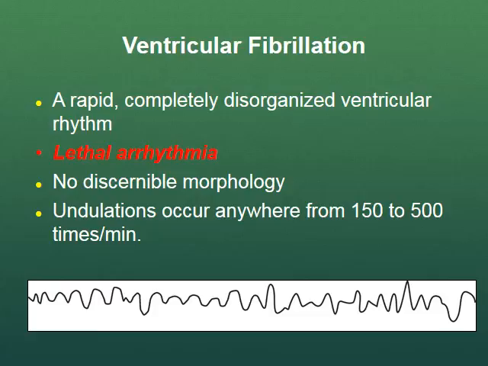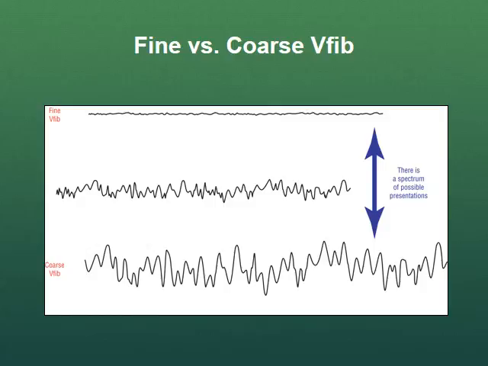Ventricular fibrillation. This is another lethal arrhythmia. It's a rapid, completely disorganized ventricular rhythm with no discernible morphology. The undulations of the waves can occur anywhere from 150 to 500 per minute. You can have fine and coarse VFib. If you look at the top, it's a much finer version. There's a pretty wide spectrum up to the coarse VFib that you see in the bottom.